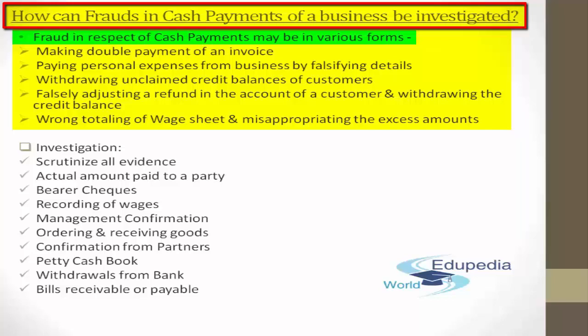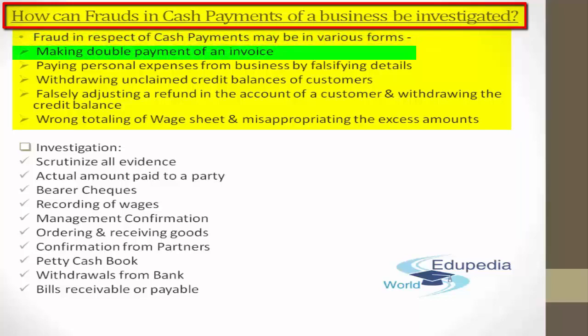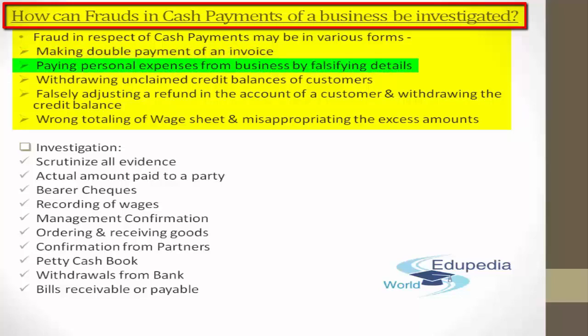Number one, making of double payment of an invoice. Okay, you booked up an invoice and somehow you made erroneously or fraudulently the double payment against that invoice. So this is being done intentionally. Fraud can happen on the same invoice while you make double payment of it as a cash payment. Number two, paying the personal expenses from business by falsifying details. You bought something for your home and you mentioned that you collected that for the sake of your business. Now you are paying off your personal expenses from the business by falsifying the details. Again, that is something with relation to the cash payment fraud.